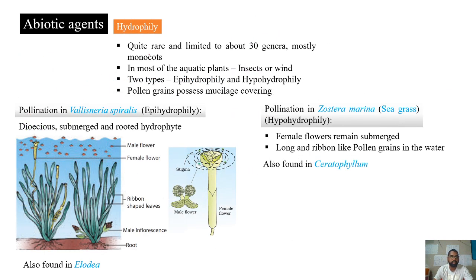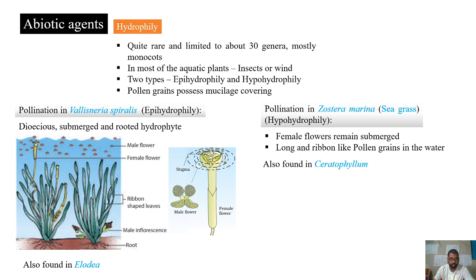The second kind of abiotic agent is hydrophily, where water is the pollinating agent. It's quite rare, so you don't find hydrophily much in angiosperms. It is limited to only about 30 genera, most of which are monocots. In most aquatic plants, actually, entomophily or anemophily is found. It is a wrong statement that when a plant is aquatic it has hydrophily. Even aquatic plants, for example Eichhornia or lotus, don't perform hydrophily. In most aquatic plants, insects and wind are the pollinating agents, not water.